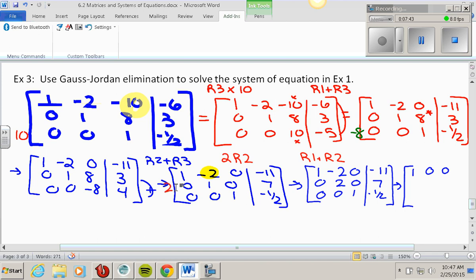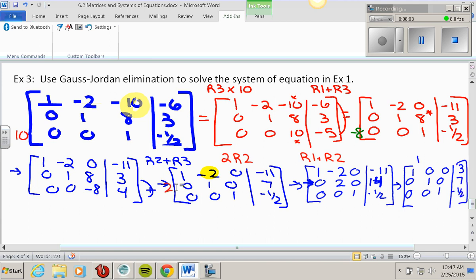Hold on. This is what's important. Sorry about this. Right. That's going to give me a 3. This one reverts back, right, because it's the one we messed with originally, so it reverts back, 0, 1, 0, 7. And then this one we never changed, 0, 0, 1, negative 1 half.